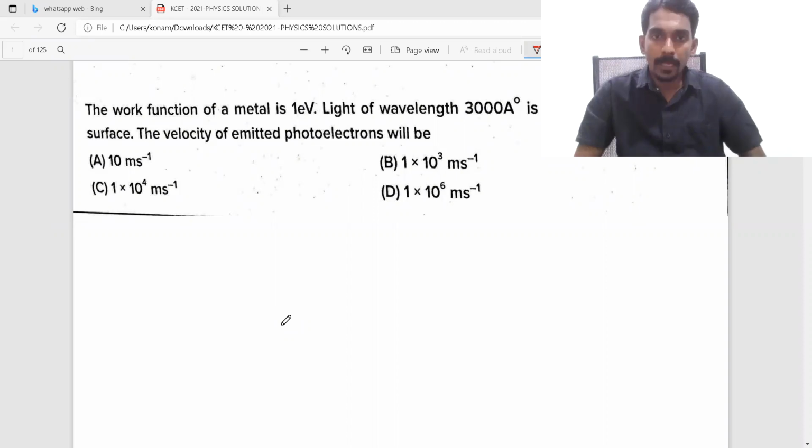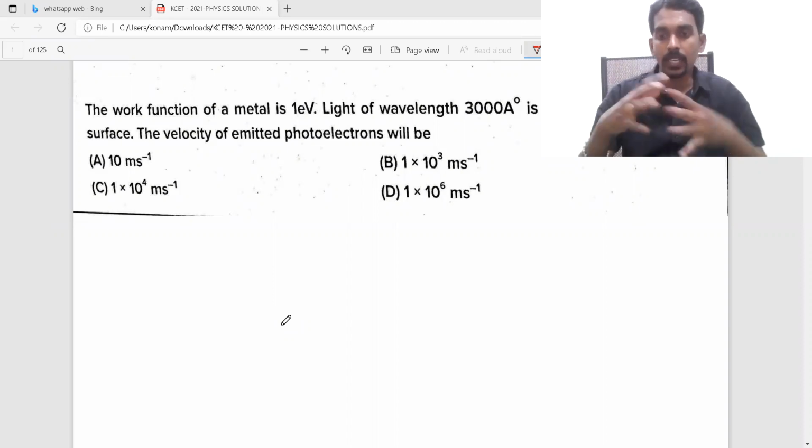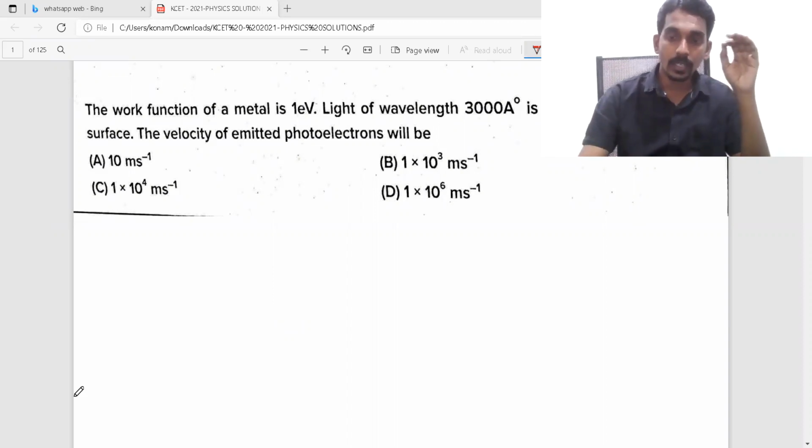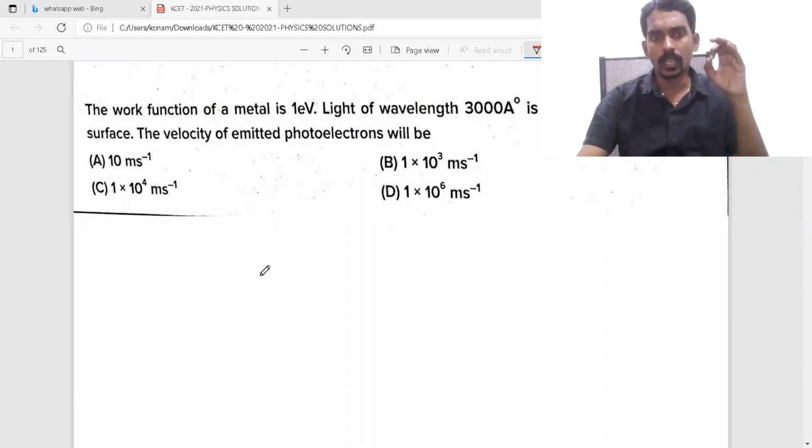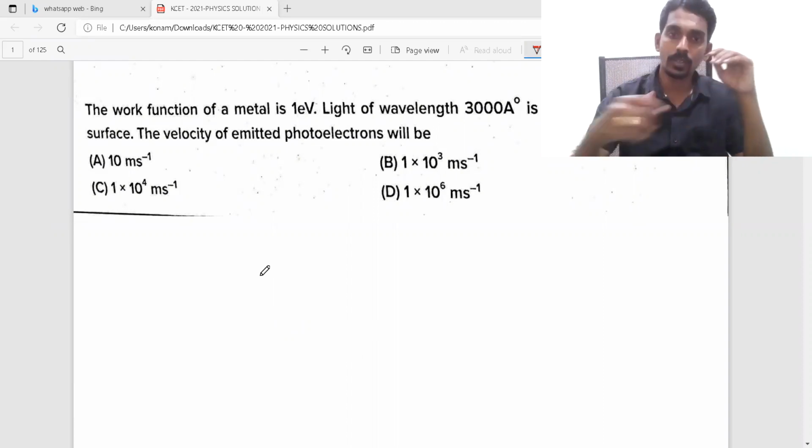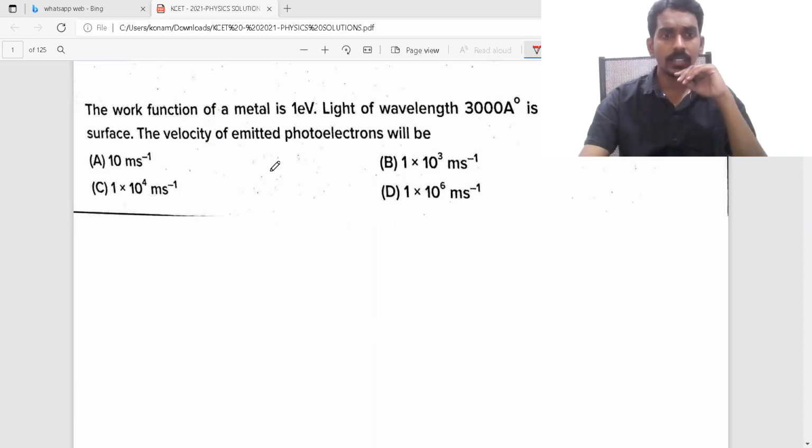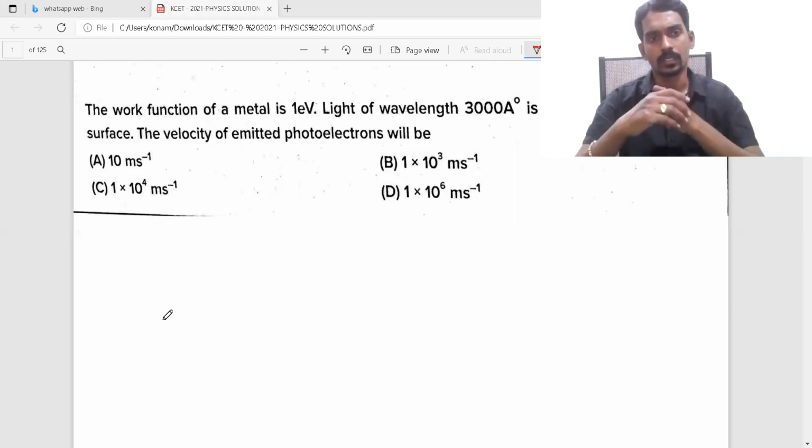Hi everyone, let us discuss the question paper of KSET 2021 Physics. Let's take one question at a time and try to understand and analyze what they have given, how we have to do it, and how fast we can do it. See here, the very first question is based on the photoelectric effect, that is, on Einstein's photoelectric equation.